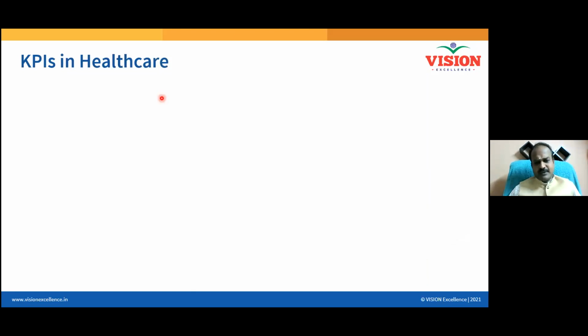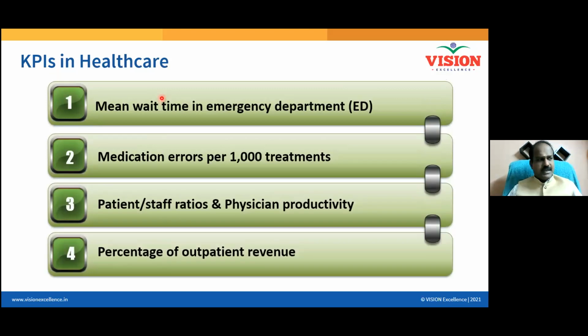So for every segment you can come up with some KPIs, only to help you understand how Six Sigma can be applied. KPIs in healthcare: mean waiting time in an emergency department, right? In the emergency ward, the patient should not wait for a longer time, isn't it? Already the patient is in an emergency condition. So you should have a process which ensures anybody who comes as an emergency case is immediately admitted in the department. And medication errors per 1,000 treatments, patient staff ratio, or physician productivity.